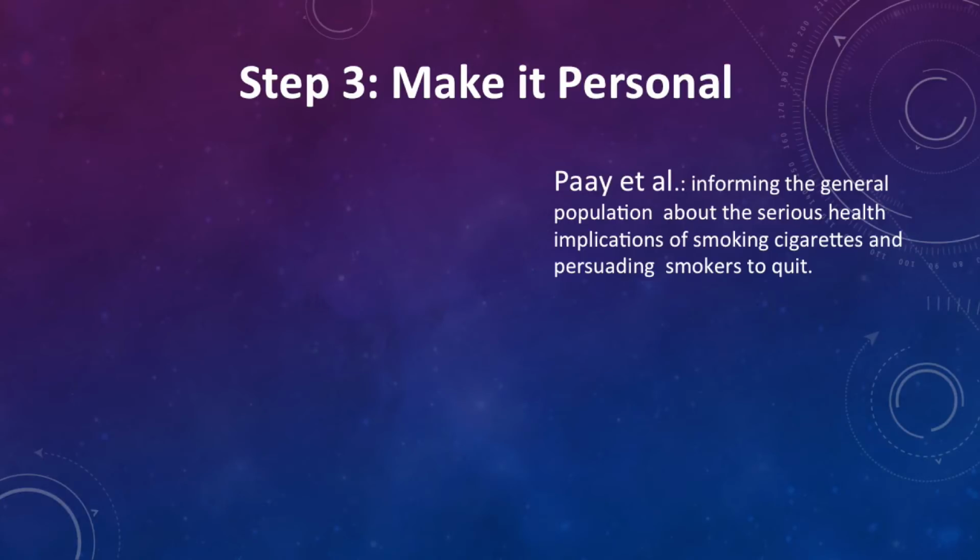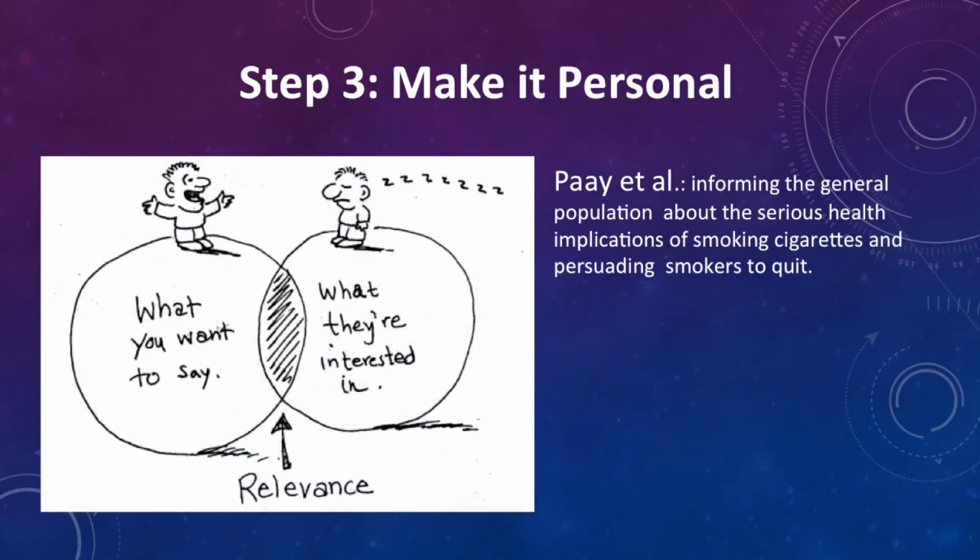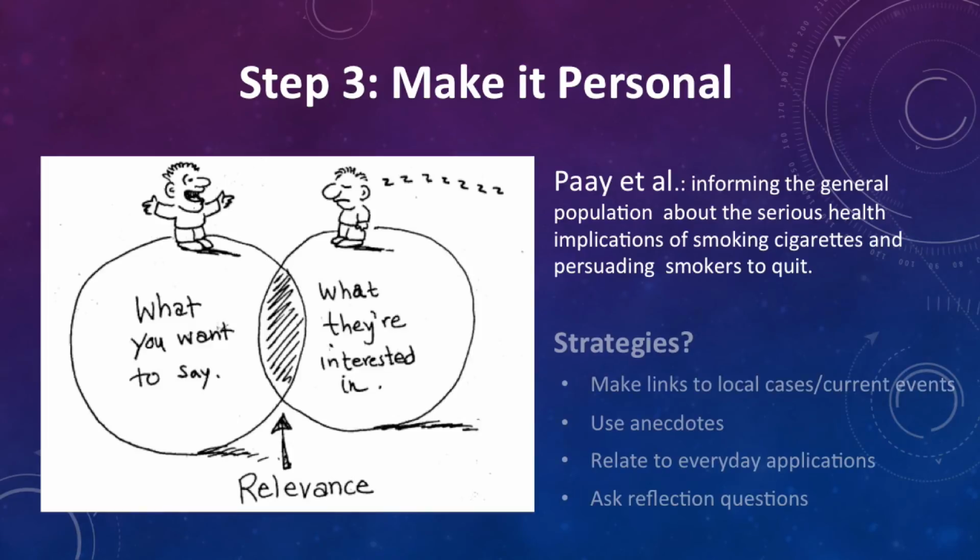You have to find that overlap between what you want to say and what your audience is interested in hearing. Then comes the question, how can we apply this information to our video making? There are a number of strategies you can use, some of which include making links to current events, using anecdotes, so telling a story, relating to everyday applications, or asking the audience to reflect on a question.